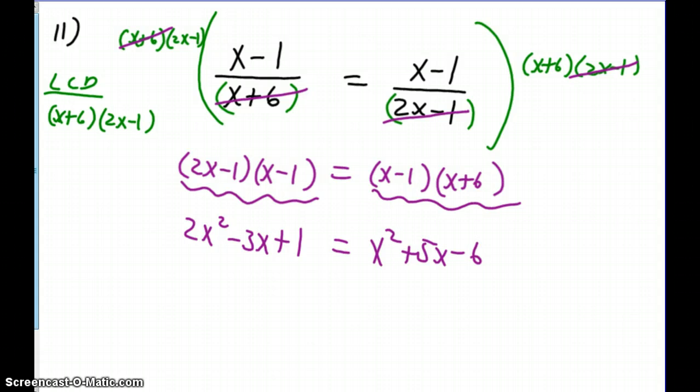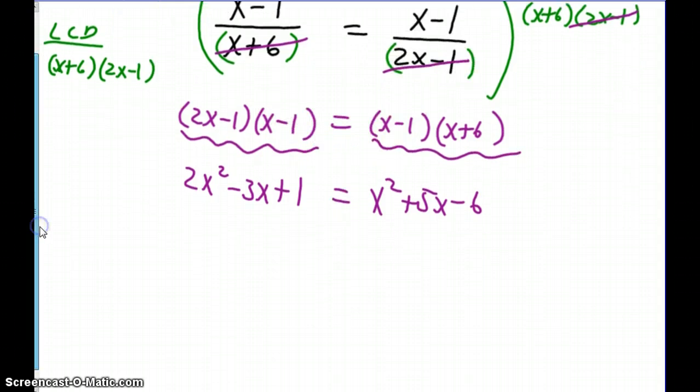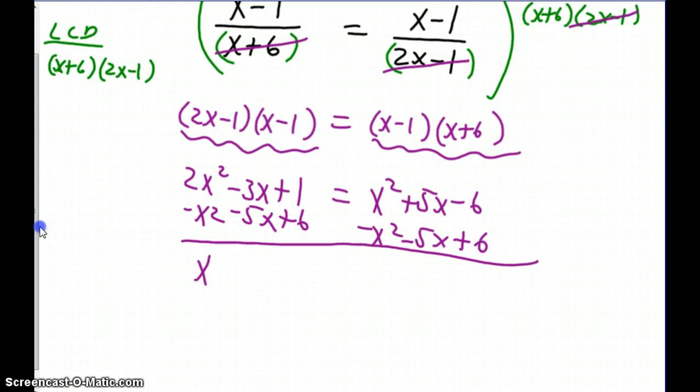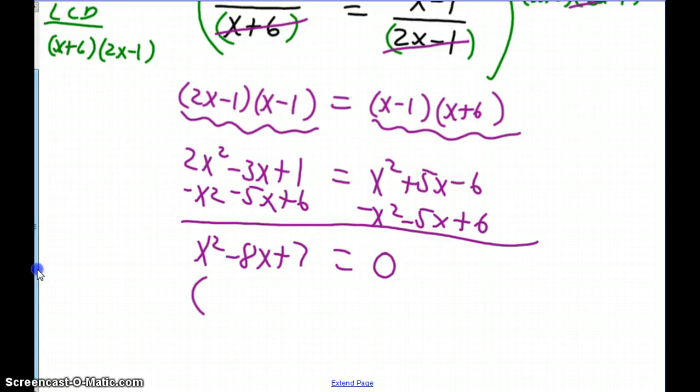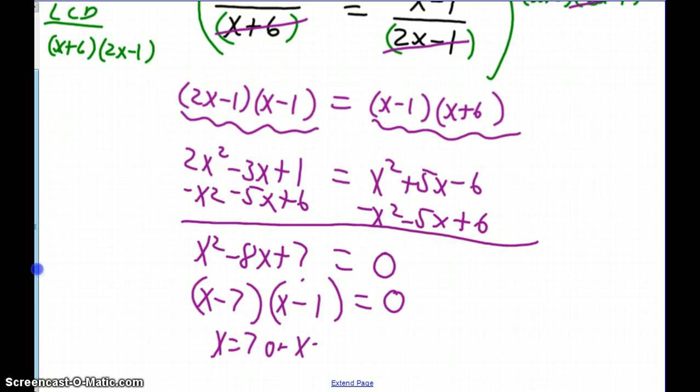Now we have to solve a quadratic. So the next step is to subtract x squared, subtract 5x, add 6 on both sides. We get x squared minus 8x plus 7 equals 0. Now we can solve this. You can factor this to be x minus 7 times x minus 1, and that equals 0. So if that's the case, x equals 7 or x equals 1.